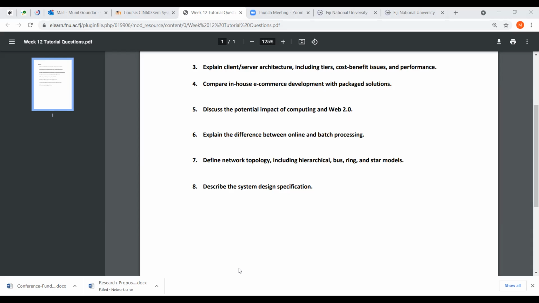Web 2.0 also includes features such as wiki. Wiki is another word like blog, wiki, and internet operating systems. Full stop.